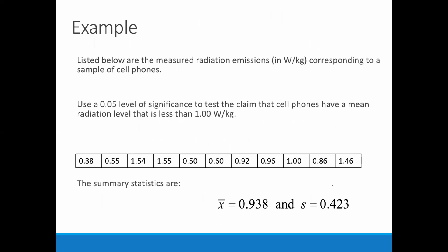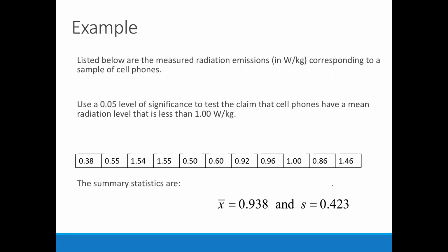The example I'm going to use here is about the radiation emitted from a sample of cell phones. Use a 0.05 level of significance, so that's our alpha, 0.05, to test the claim that cell phones have a mean radiation level that is less than 1.00 watts per kilogram.